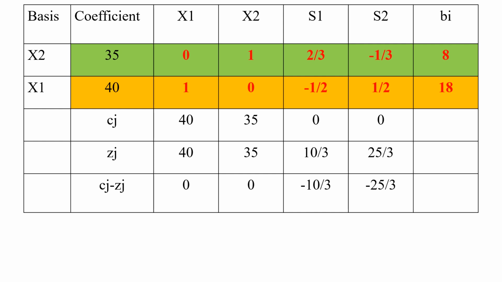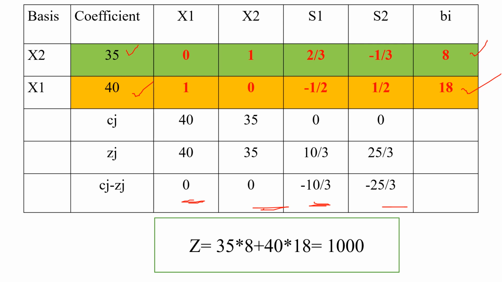If you continue this and deduct Cj minus Zj, nowhere will you find any positive value. These two values are negative and these two values are 0. If there is no positive value in the operations, then your action stops there. Once it stops, you will find the result. What is the result? The result is 35 into 8 plus 40 into 18. If you take 35 into 8 plus 40 into 18 into consideration, your overall value will be 1000.